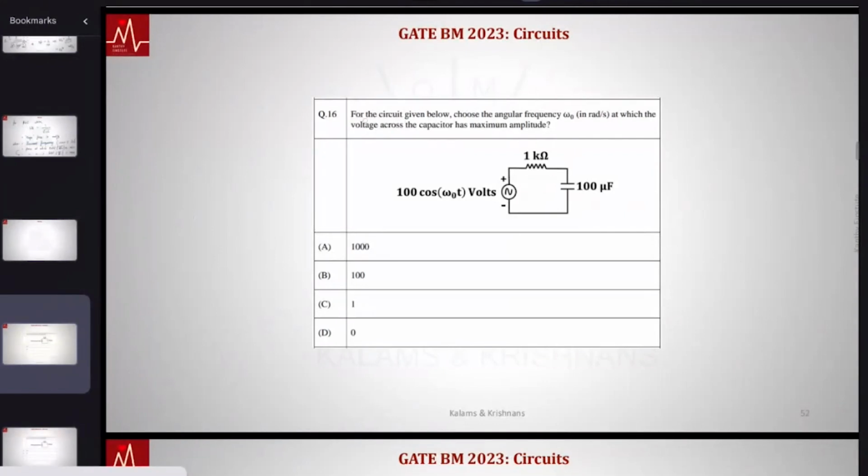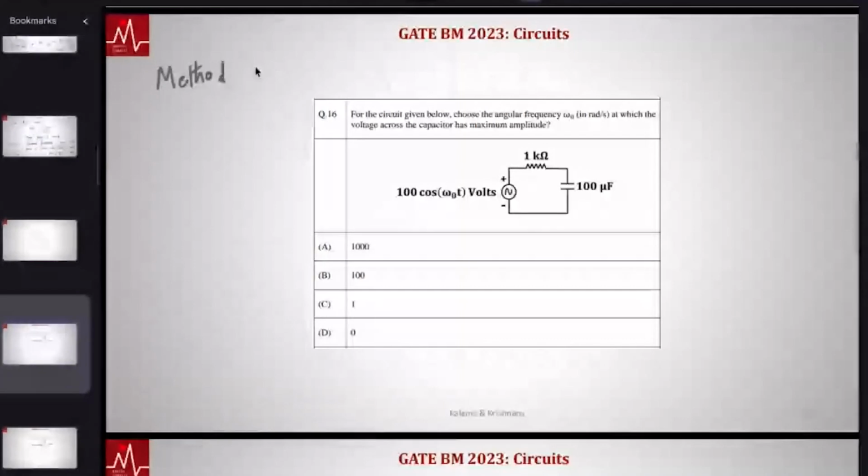For the circuit below, choose the angular frequency omega naught at which the voltage across the capacitor has maximum amplitude. Okay, let's also try the magic frequency. I think this is an example where the magic frequency guess doesn't work, but let's try it.